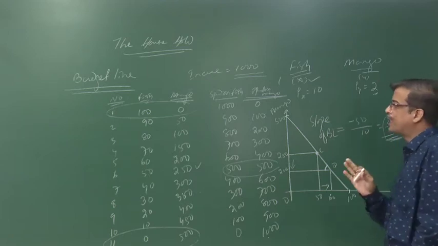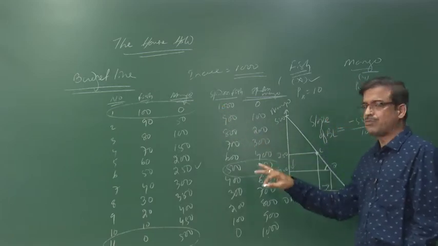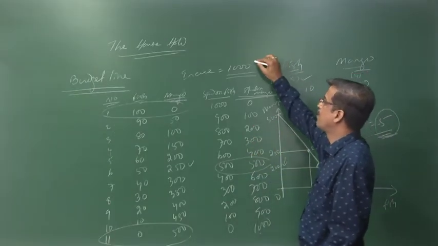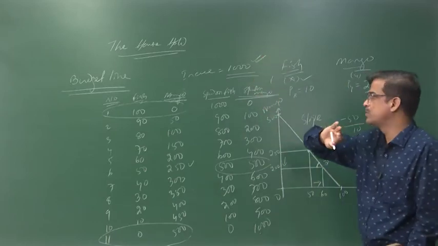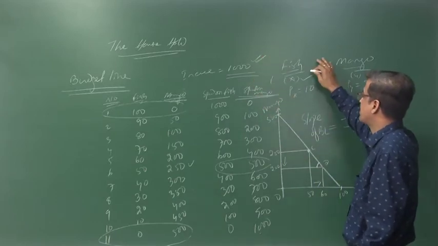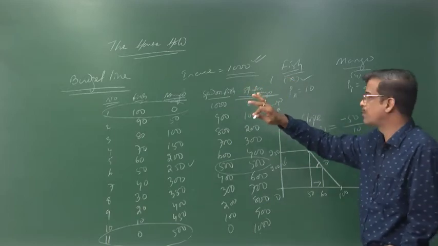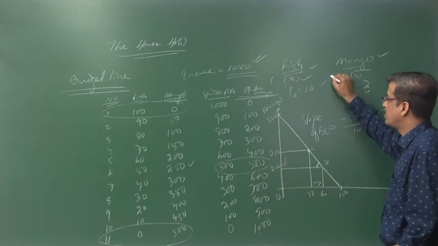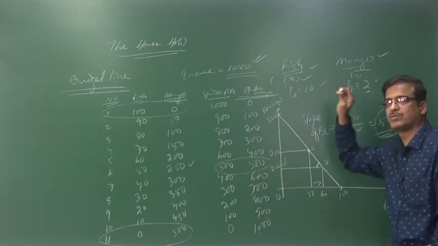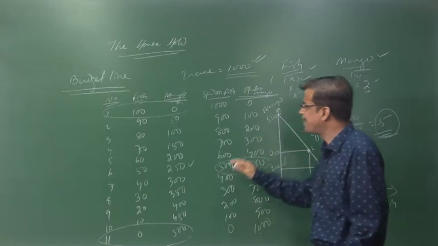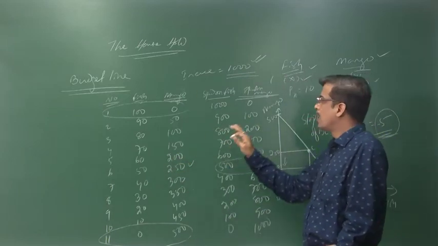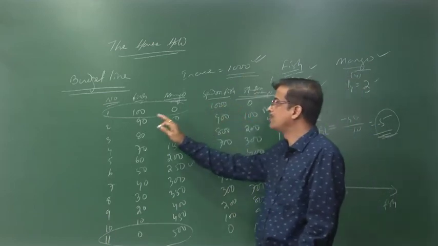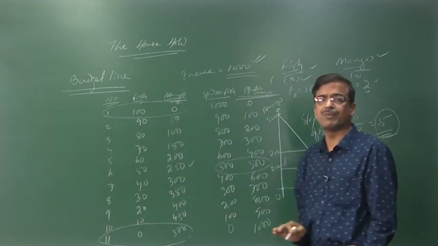If we take it numerically, this is the graph. Assuming that the consumer's income is 1000 rupees, the consumer is going to consume two types of product, one is called fish, the second one is called mango. The price of fish per unit is 10 rupees, that of mango is 2 rupees. Now we prepare different combinations so that the entire 1000 rupees is spent, and see how many units of fish and how many units of mango are going to be consumed.